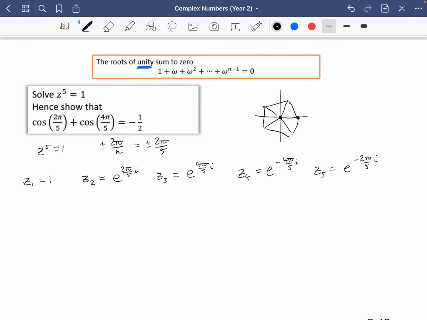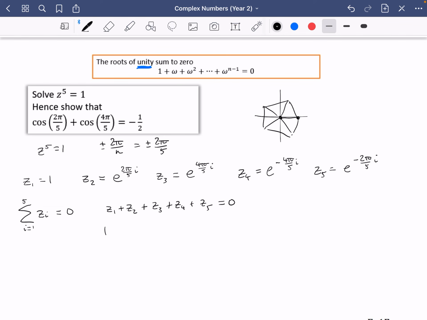Now we know something about all of these roots. I know that the sum of Zi from i equals 1 to 5, because they are all roots of unity, is going to add to 0. So that means that Z1 plus Z2 plus Z3 plus Z4 plus Z5 is equal to 0. That's a fact I know because of this that I've got written here.